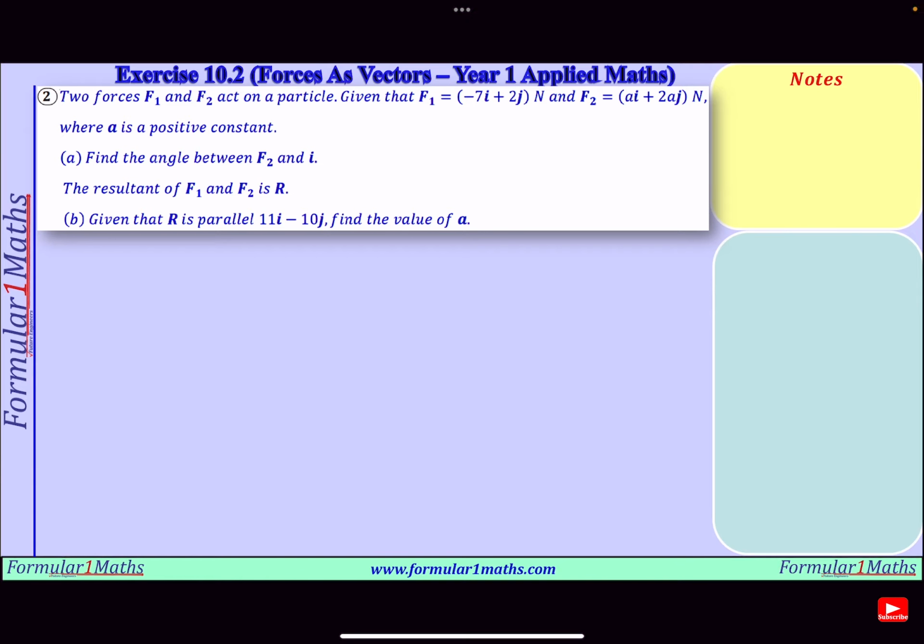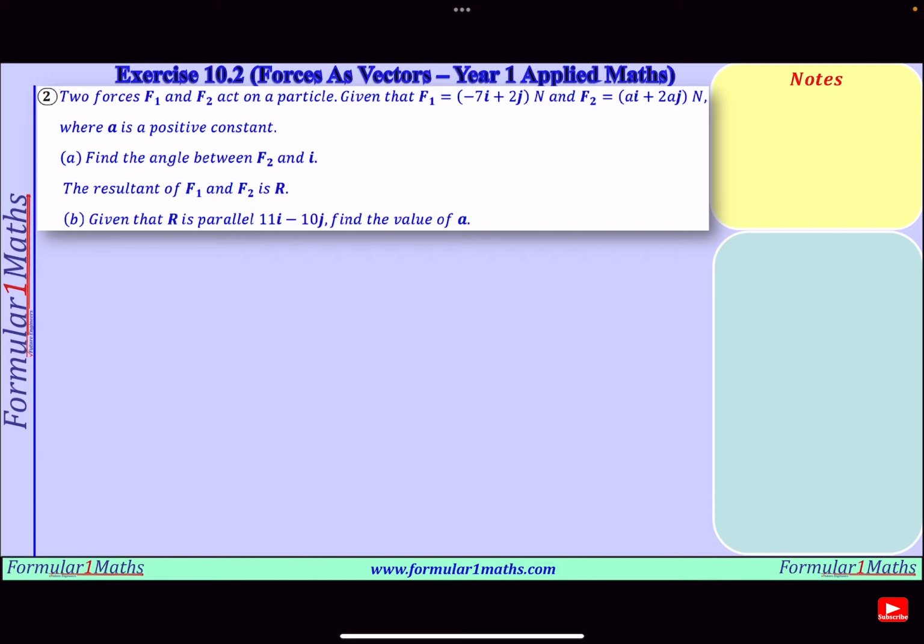Question 2. Two forces, F1 and F2, act on a particle. Given that F1 is equal to minus 7i plus 2j newtons, and F2 is equal to ai plus 2aj newtons, where a is a constant. A. Find the angle between F2 and i. B. The resultant of F1 and F2 is R. Given that R is parallel to the vector 11i minus 10j, find the value of a.